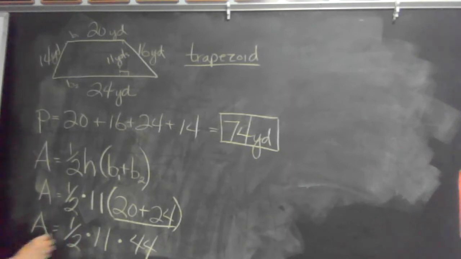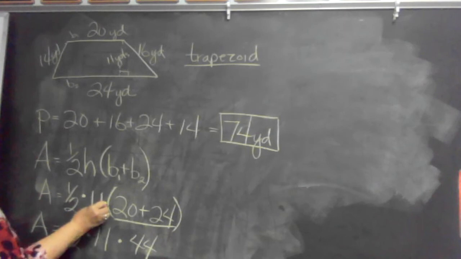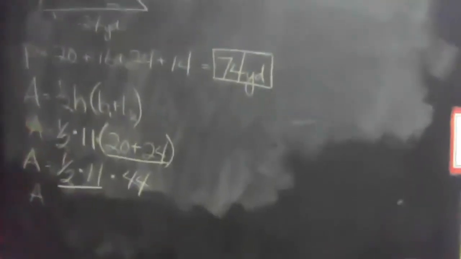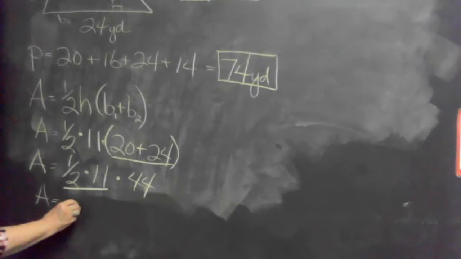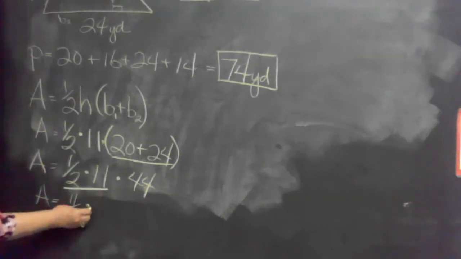Okay. Remember that having the 11 crammed up next to the parentheses is a times. Okay, and so we do this next because we do multiplication left to right, right? So make sure it's still on the screen. Area equals 11 halves, or you can call it 5.5, whatever you want. That's the answer to this, times 44.